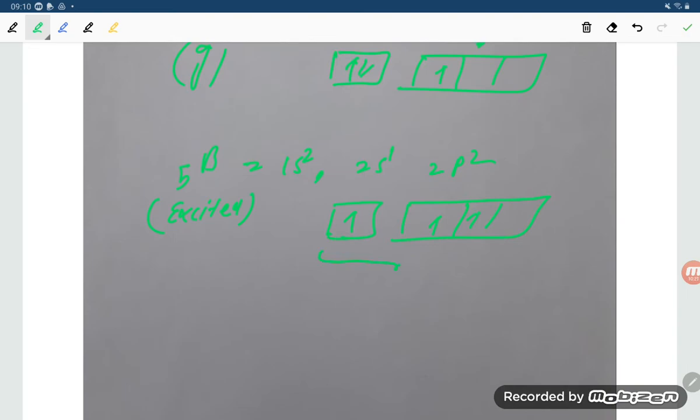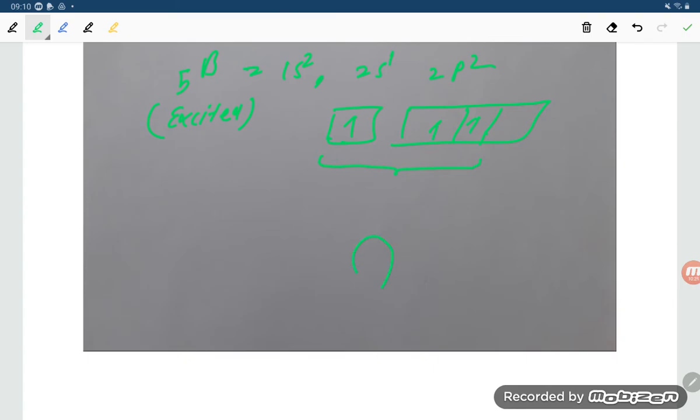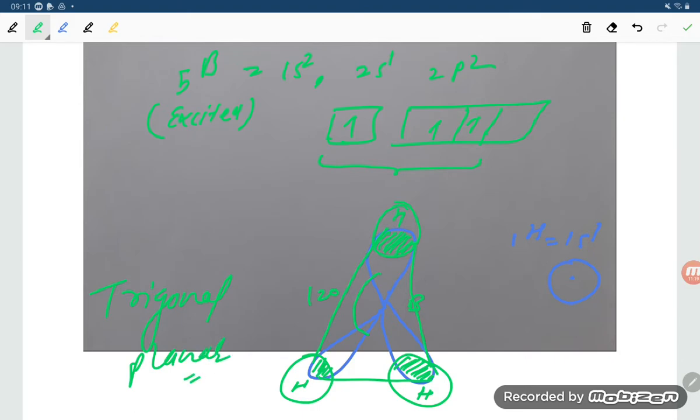So in total, three new orbitals are forming. You can make it out how the three new orbitals form. The shape is trigonal planar, and hydrogen is 1s1, so that is an s orbital. Hydrogen overlaps like this: this is hydrogen, this is hydrogen, this is hydrogen, and this is boron. There will be a dash line here, here and here. Now you see, it is trigonal planar, and the bond angle is 120 degrees. So this structure is known as the trigonal planar structure.